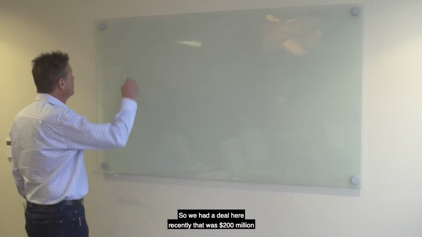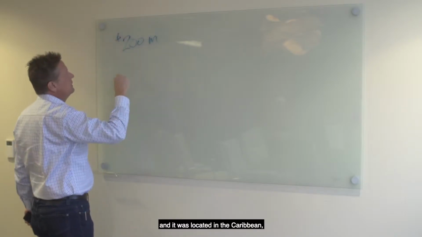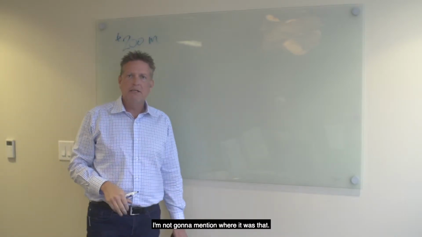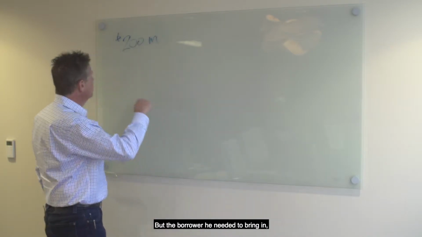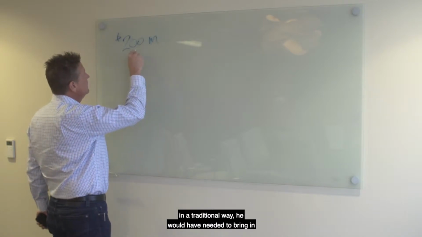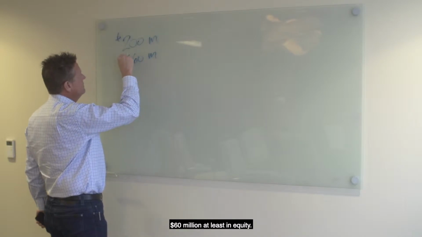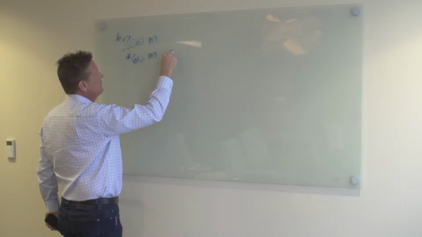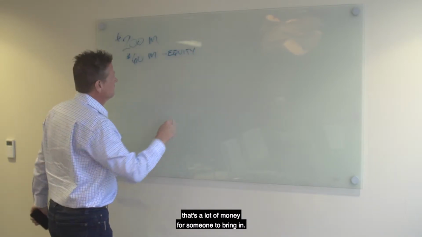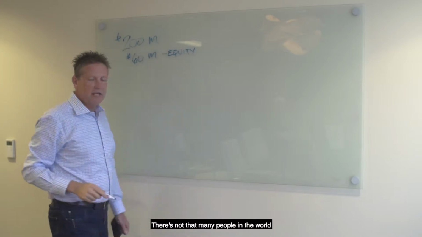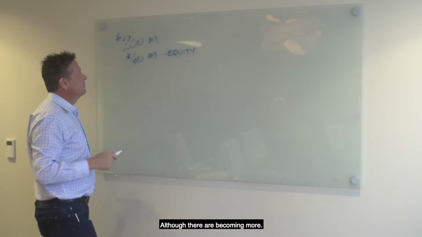So we had a deal here recently that was $200 million, and it was located in the Caribbean. I'm not going to mention where it was at. But the borrower, in a traditional way, would have needed to bring in 30% of this number, so he would have needed to bring in $60 million at least in equity. So this is his equity in the deal, 60 million bucks. That's a lot of money for someone to bring in. There's not that many people in the world that can write that kind of check, although there are becoming more.